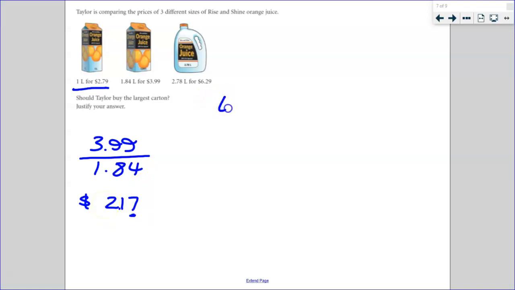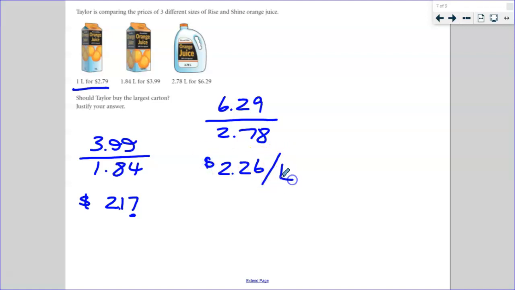And then this one here, we're going to take 6.29 and divide by 2.78. This is getting us to per liter. The answer for this is $2.26 per liter. So $2.79 per liter, $2.17 per liter, $2.26 per liter.